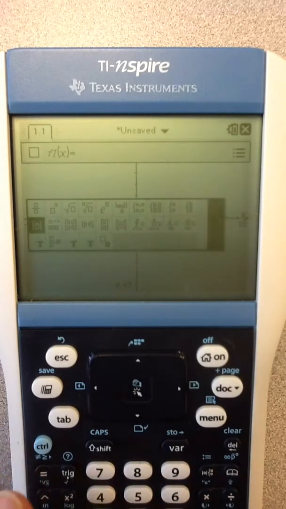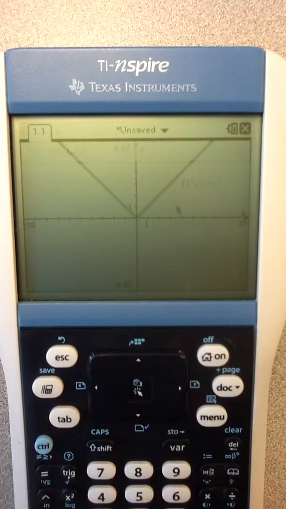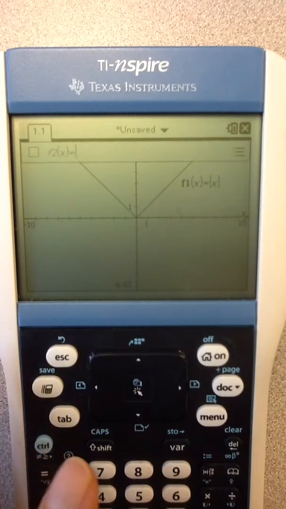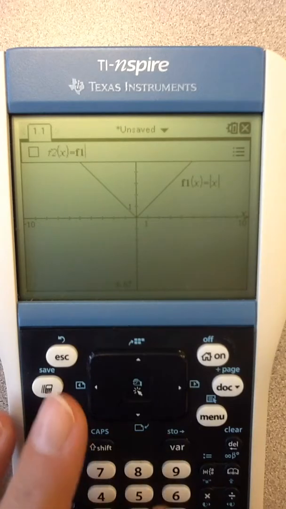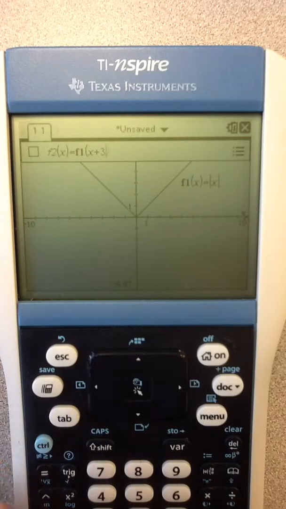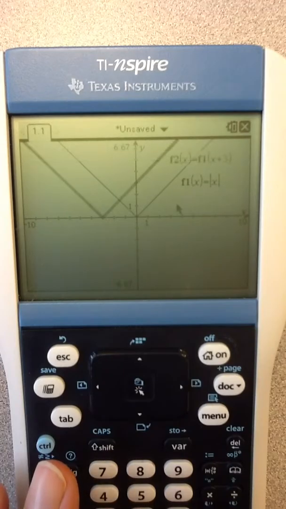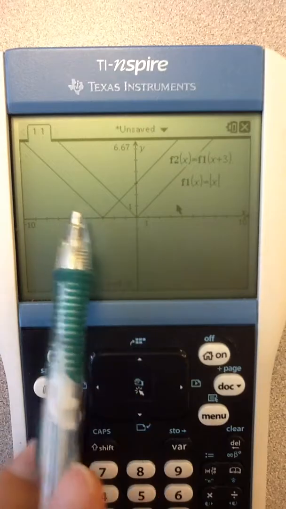We'll start with an absolute value function, maybe absolute value of x, and we know that's a v-shaped graph. If I do some sort of change on that function, for example, let's make the function f1 of, in parentheses, x plus 3, we want to know what happens when we add 3 to the absolute value function. So enter. So we can see that adding 3 shifts the graph to the left 3 units.